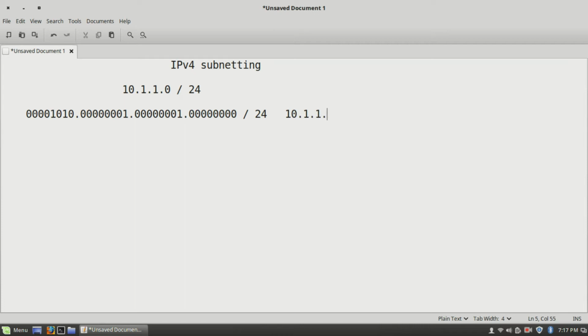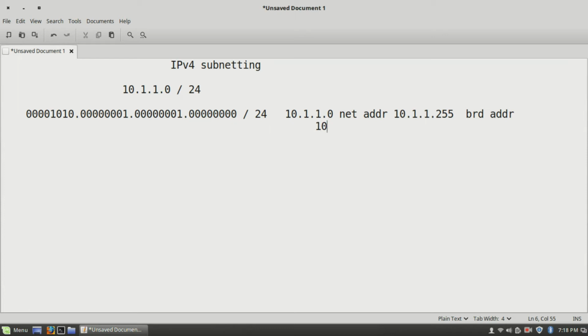So 10.1.1.0 is the network address. 10.1.1. When all of these bits are 1, the decimal equivalent would be 255, right? 2 to the power 0, 2 to the power 1, up to 2 to the power 7, everything would be added, and the decimal value would be 255, which is a broadcast address. Okay, and everything in between these two IPs, 10.1.1.1 to 10.1.1.254 would be valid hosts.